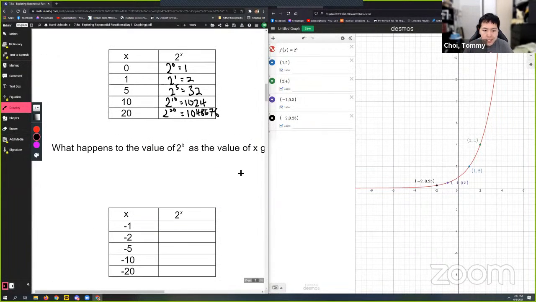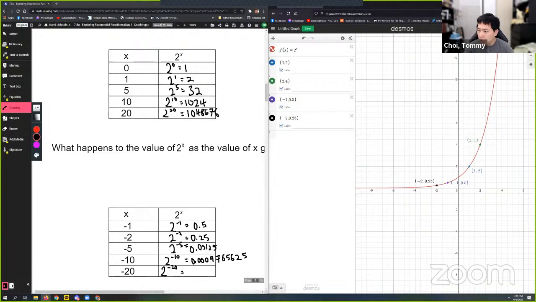On the other side, though, if we were to go to negative values, 2 to the power of -1 is 0.5. 2 to the power of -2 is 0.25. 2 to the power of -5 is going to give us 0.03125. 2 to the power of -10, if we were to do that here, would give me 0.0009765625. And I think you can only imagine what 2 to the negative 20 would give us.